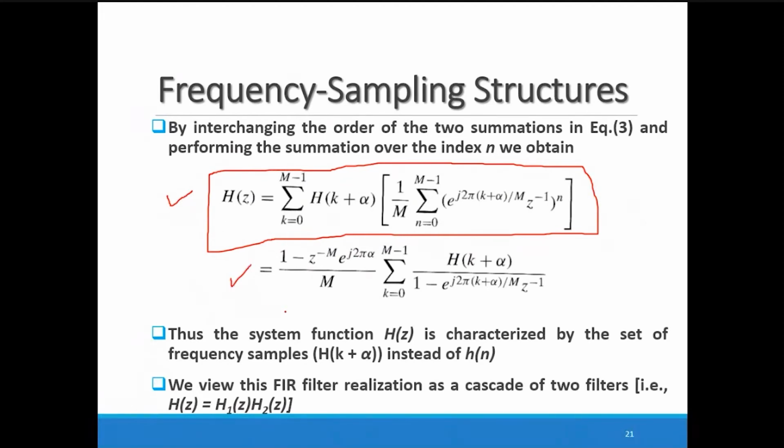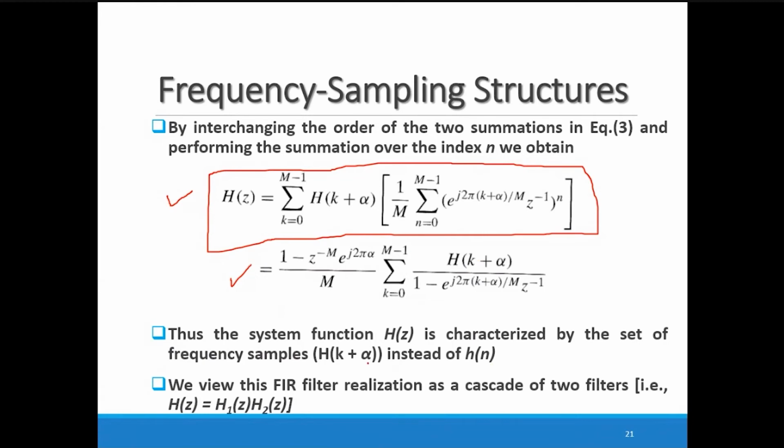H of z is equal to 1 minus z raised to minus m, times e raised to j 2 pi alpha by m, sigma k is equal to 0 to m minus 1, h of k plus alpha divided by 1 minus e raised to j 2 pi (k plus alpha) divided by m into z inverse. So the system function h of z is characterized by the set of frequency samples h of k plus alpha instead of h of n. So now what happened?